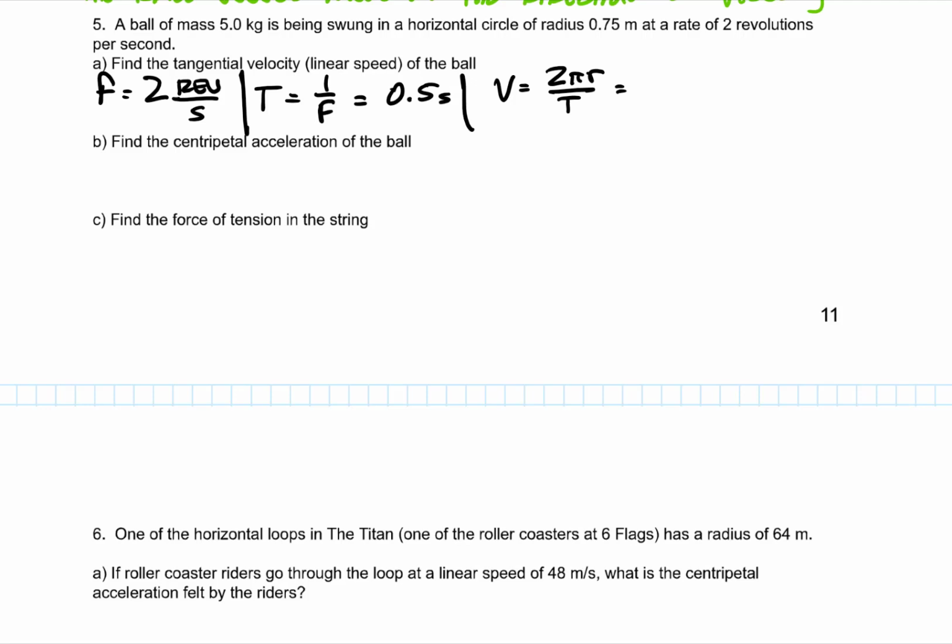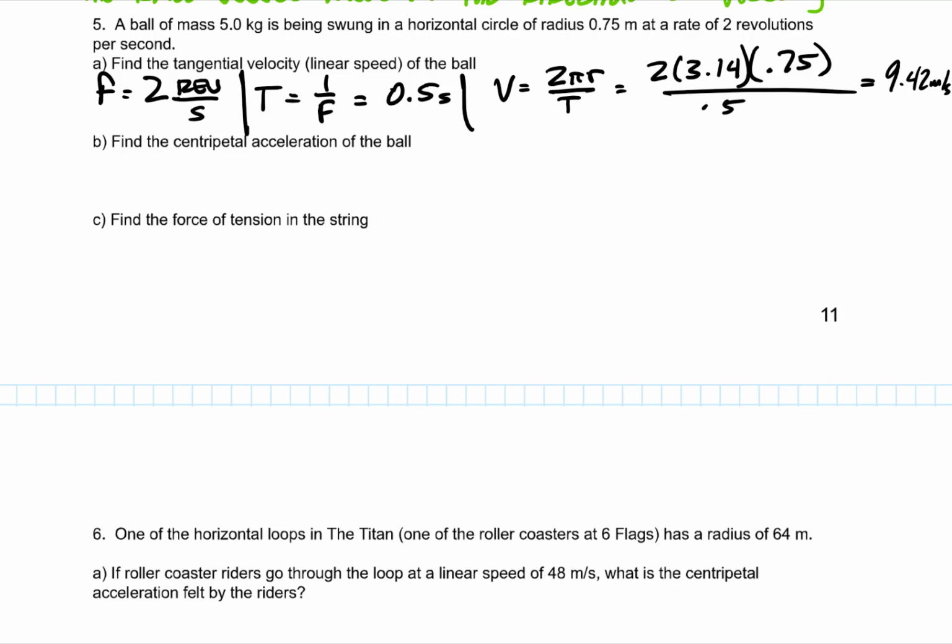So, looking at that, it's 2 times 3.14 times the radius of 0.75 meters divided by the time it takes to go around once of 0.5 seconds. So we get 9.42 meters per second as the velocity that the ball has.